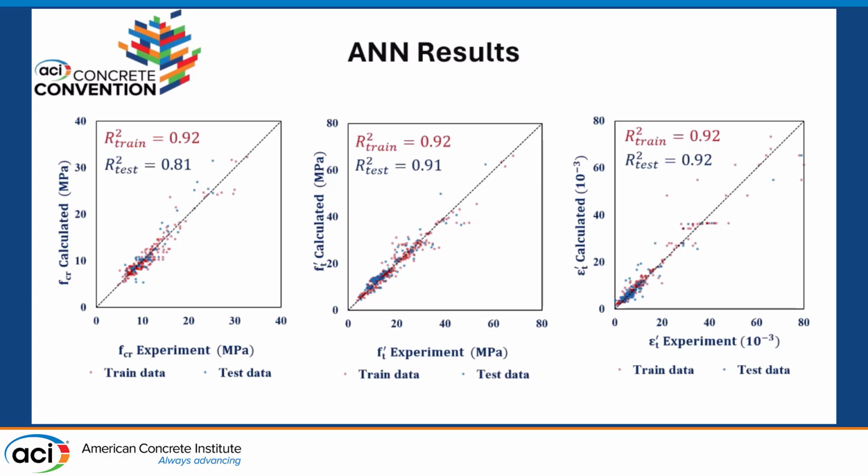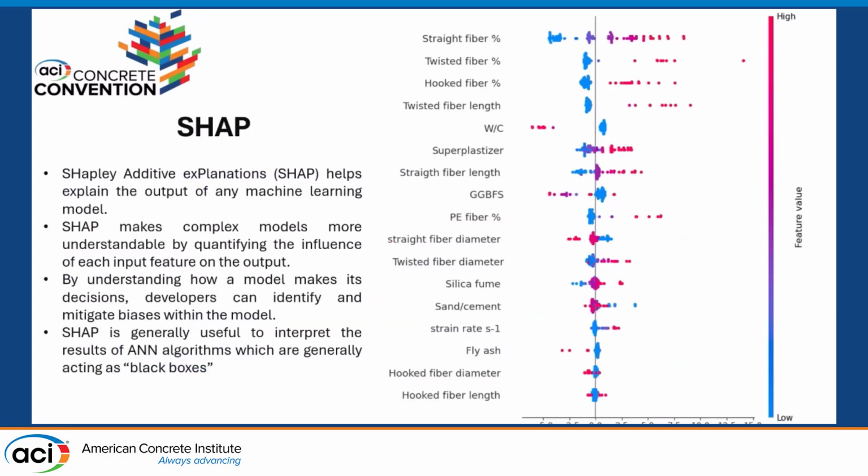We can here see the results for the cracking stress, the ultimate tensile strength, and the strain at peak tensile strength with reasonably accurate R-square values. Given the black box calculation procedure of ANN, this called for the implementation of an approach to help explain how the artificial neural networks perform their calculation. So here in our approach, we present the Shapley additive explanations, or SHAP for short, and it helps us explain how the neural network performed its calculation.